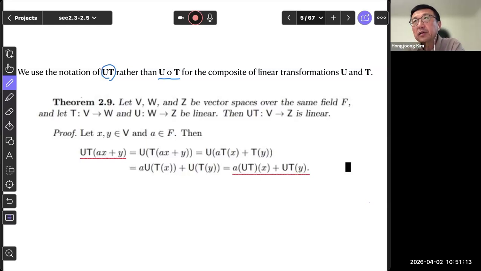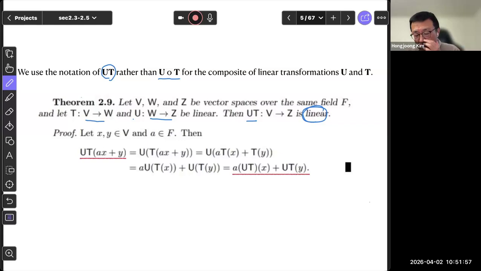Now, theorem 2.9 is interesting. Suppose that V, W, Z are vector spaces over the same scalar field F, and T is a linear mapping from V to W, and U is a linear mapping from W to Z. Then the composite of U and T, which is a mapping from V to Z, will be a linear mapping. So if you consider the composite of linear mappings, then the result will be a linear mapping.